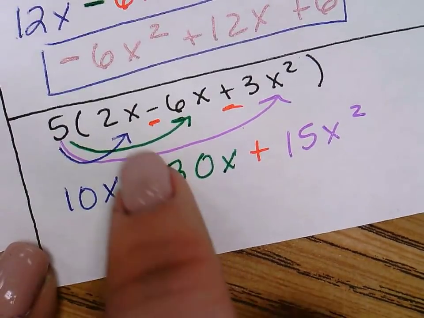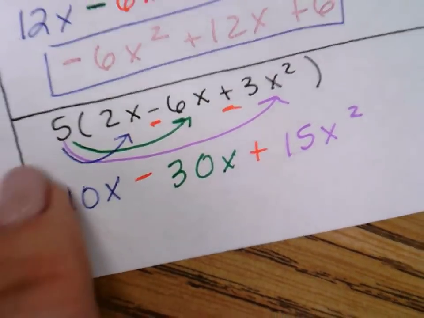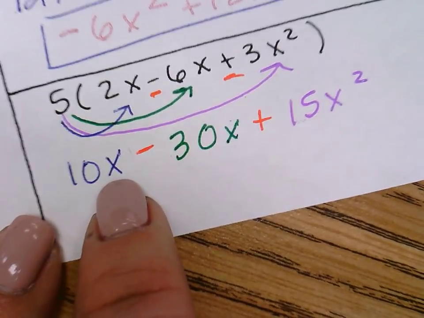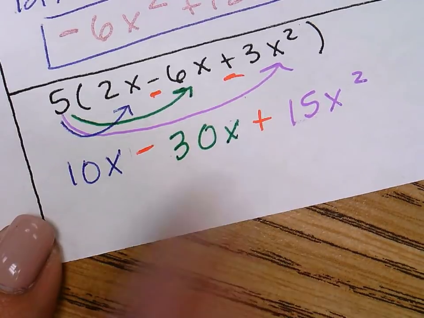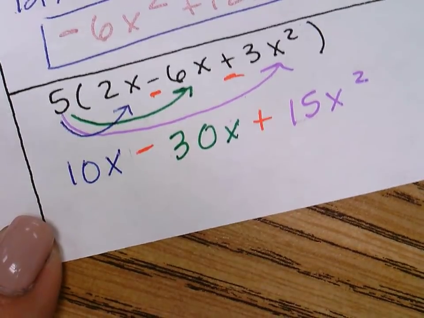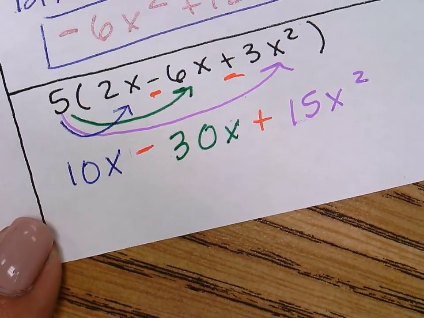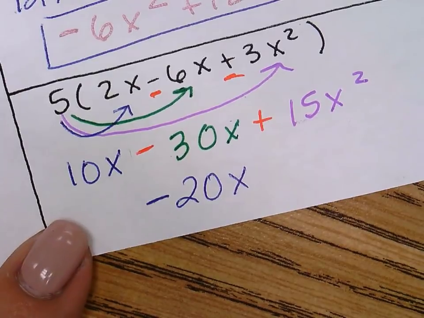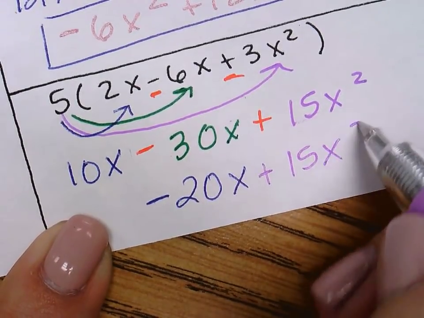So now you could have either combined these at the beginning and then distributed, or if you distributed like me, now you combine them. 10x minus 30x. These two have the same variable and the variables have the same exponent. So 10 minus 30x is just negative 20x plus 15x squared.